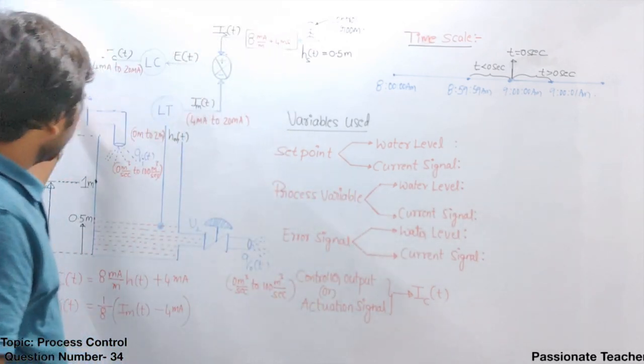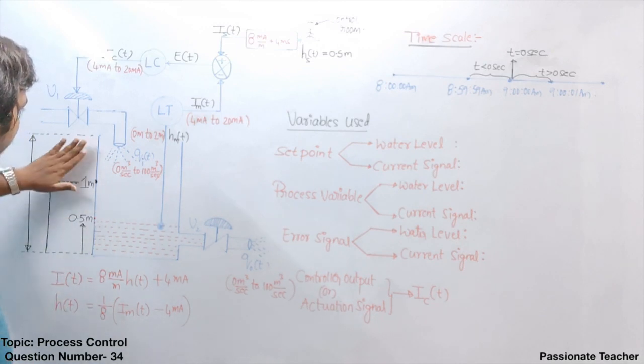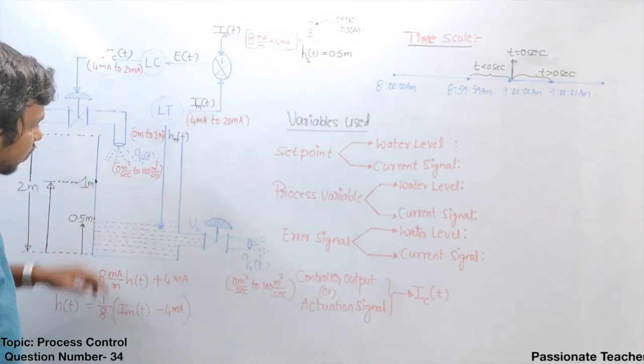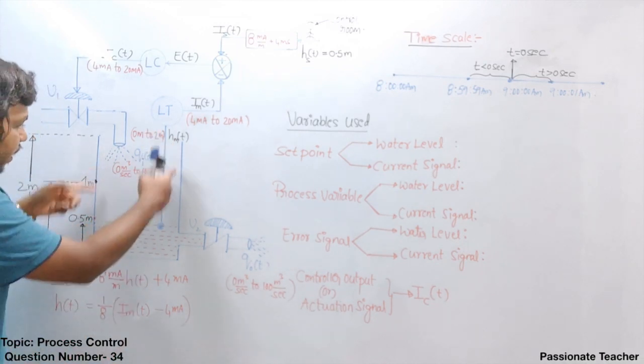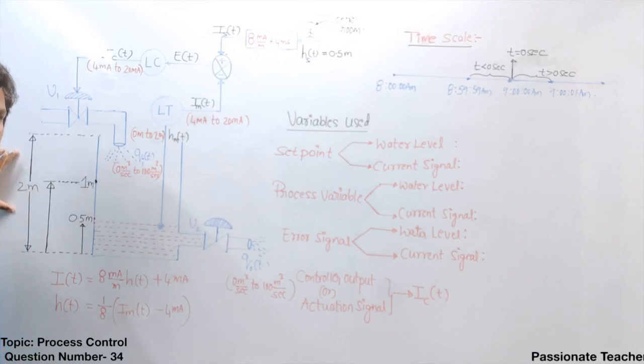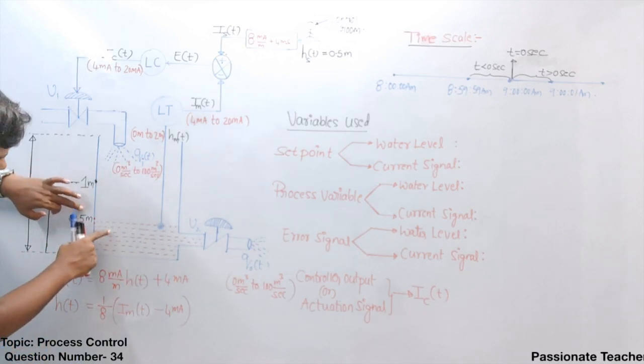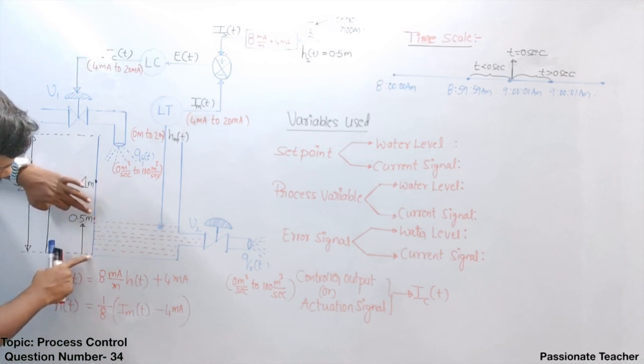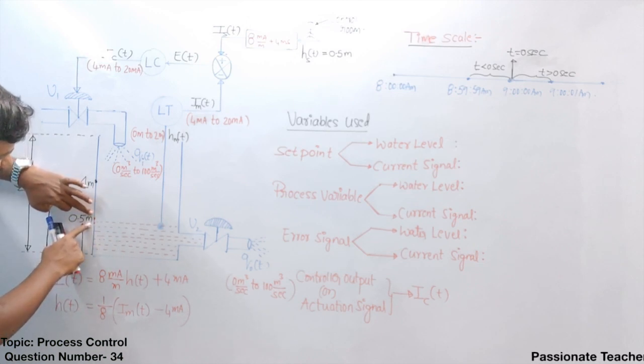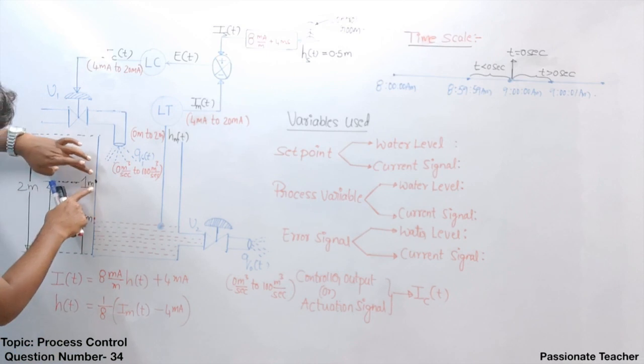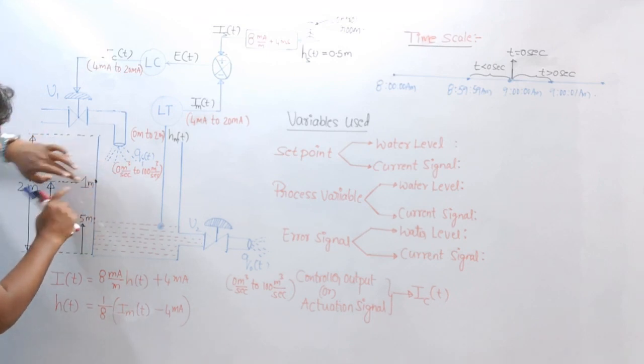Okay, so let us consider a simple example where we need to monitor the level of the water inside a tank. The tank height is 2 meters, and there is already some liquid or water inside the tank, and the height of that water is 0.5 meter. I have also mentioned one more trigger point here, that is 1 meter.